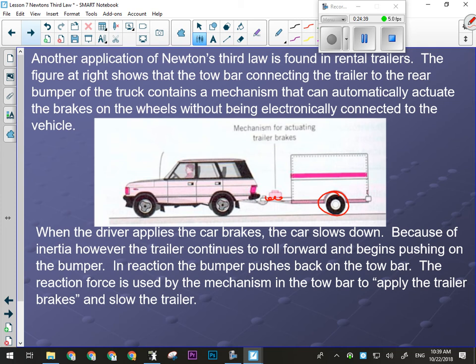So they put these reaction force application mechanisms on their trailers so that cars that didn't have electric brake hookups could still at least apply some braking on those trailers. If you're going really fast, though, they won't work, because you'll slam on the brakes and the trailer will just rotate immediately instead of having enough time to apply that force. That's why the maximum speed on those trailers is 80 kilometers an hour. Keep that in mind if you're ever towing one. Don't go faster than that, because the brakes won't work. But it's a good application of it. It was a smart idea.